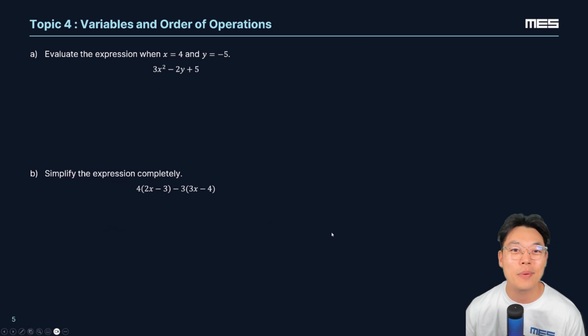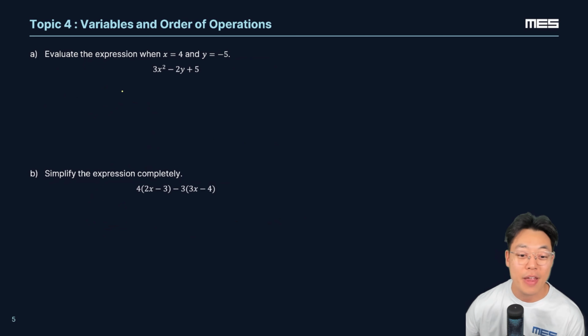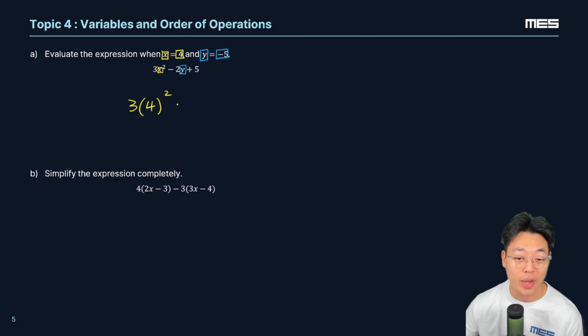Topic 4, variables and order of operations. Variables, first time we're seeing these in pre-algebra as well, but we're going to be using them a lot more in algebra 1. Substitution is crucial to understand. So x is equal to 4. What does that mean? I can substitute, I can change, I can plug in 4 into all the x's that we see. If y is equal to -5, same idea. -5 can now be plugged in for y, right? This is called substitution. So now we have 3 times 4 squared minus 2 times -5 plus that 5.